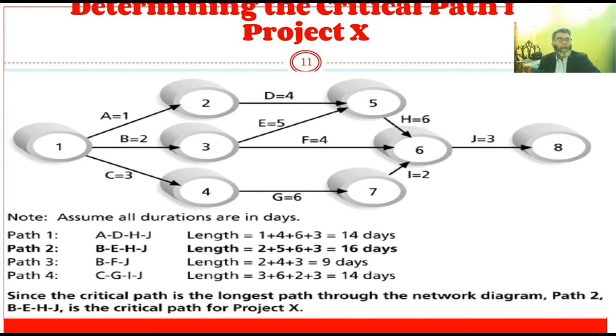Now see another example. In this diagram, we have four paths. Path number 1, A, D, H, J, the total length is 1 plus 4 plus 6 plus 3, that is 14 days. Second path, B, E, H, J, the length is 16 days. Third path, B, F, J, the length is 9 days. And fourth path, C, G, I, J, the length is 14 days. So the critical path is B, E, H, J, since it is the longest path, 16 days.